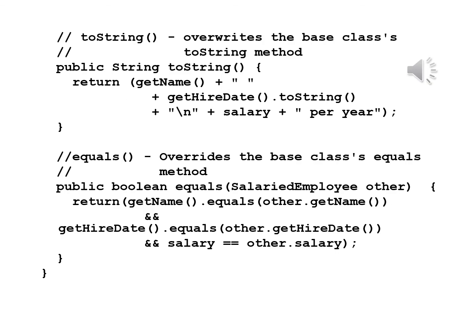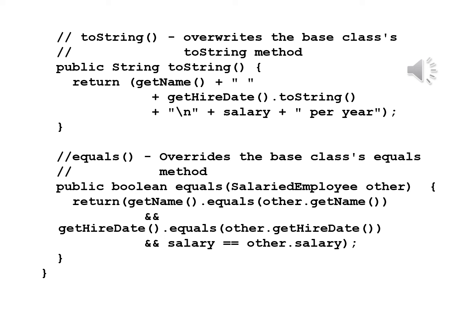The last two methods we write in the derived class are toString and equals, both of which will override the base class's methods by the same name. Public String toString, return getName, and then a blank, getHireDate().toString, and then new line, salary, and then, quote, per year, unquote. In this way, we convert the data of the object into a two-line character string.